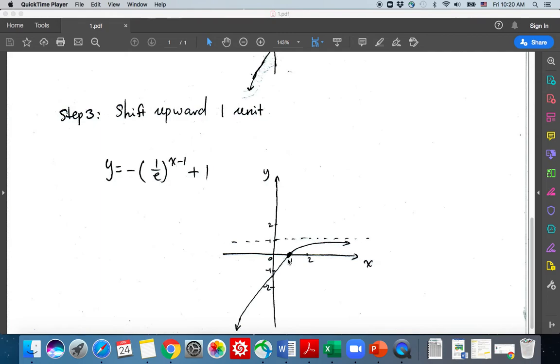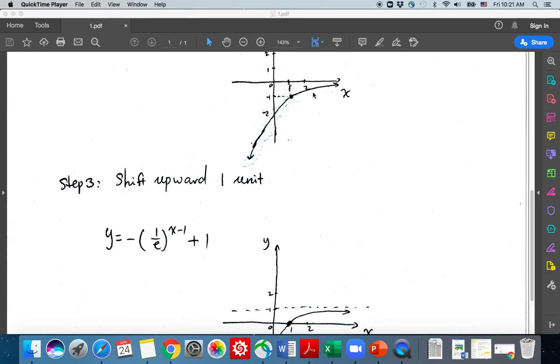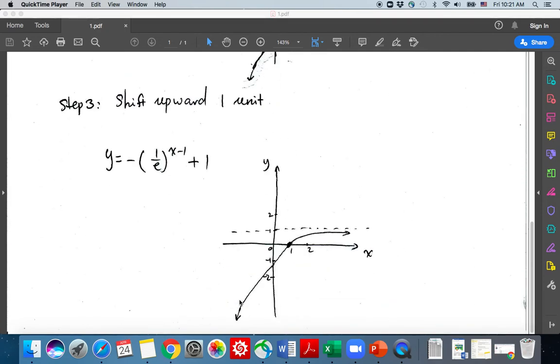And the horizontal asymptote will be moved up by 1 unit as well. The equation for the horizontal asymptote is going to be y equals 1. Every single point from the previous step is going to be moved up in the same fashion. The profile doesn't change. This is the new location of the curve. Okay, and that's it. That's the sketch for the exponential function that is given to us in this problem.